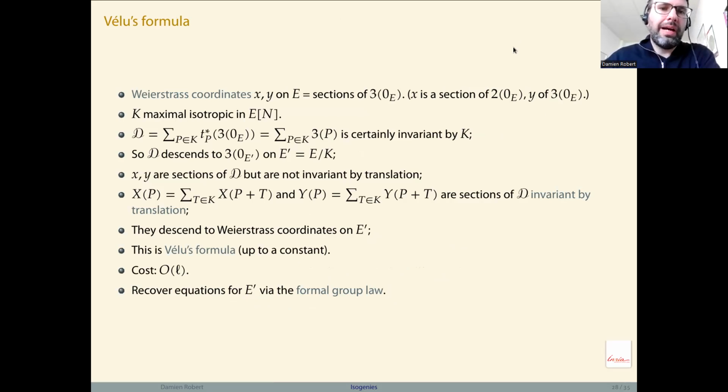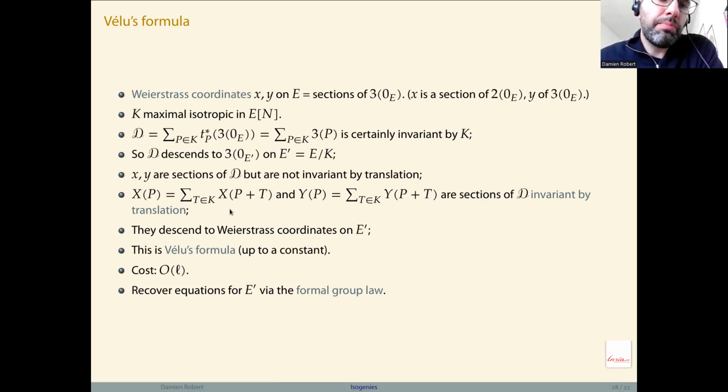So let's try this first for elliptic curves. For elliptic curves, we have the Weierstrass coordinates, with K maximal isotropic in E[n]. So I want a divisor which is invariant by translation. I simply take the sum of the translates of 3 times 0_E by all points of my kernel. This is the divisor, and it's certainly invariant by K. I know by theory that this divisor descends to 3 times 0_E' on E', which is E over K. So my Weierstrass coordinates are sections of D, but they are of course not invariant by translation by K. But if I take the trace, so big X and big Y are the traces, they are by construction invariant, so they will descend to coordinates on E'.